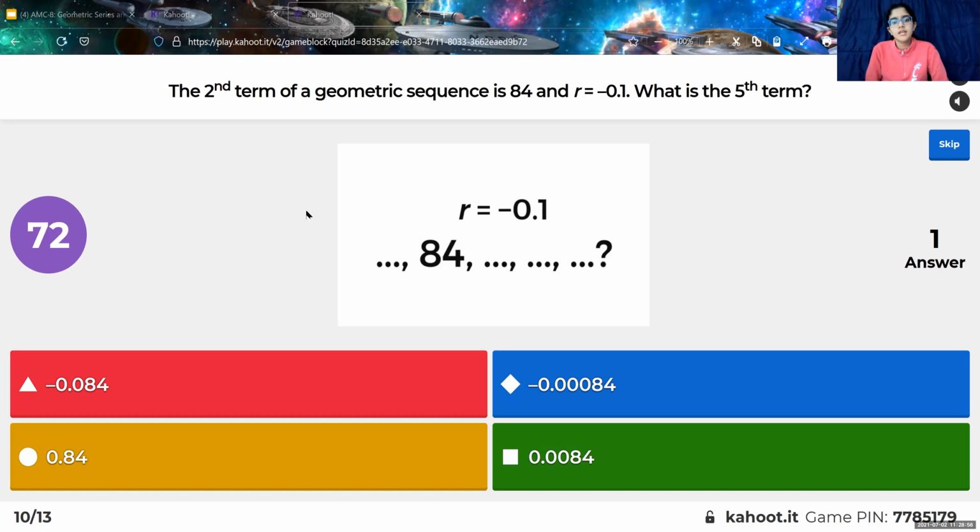Okay, so to get from the second term to the fifth term, remember you're going to have to multiply by r to the power of 3. So make sure you're doing that. So r to the power of 3, and what's negative 0.1 to the power of 3? That would be negative 1 over 10 to the power of 3, right?